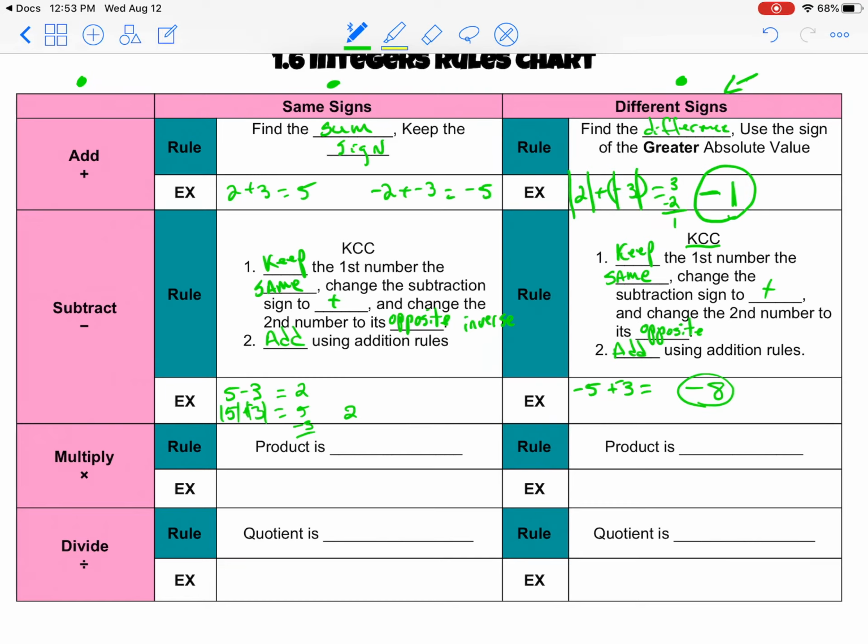Okay, a couple more left. Multiplying. What are the rules for multiplying? If the signs are the same for multiplying, the product, the result, the answer, will be what? It's going to be positive. If the signs are different, the product, the result, the answer will be what? It'll be negative.